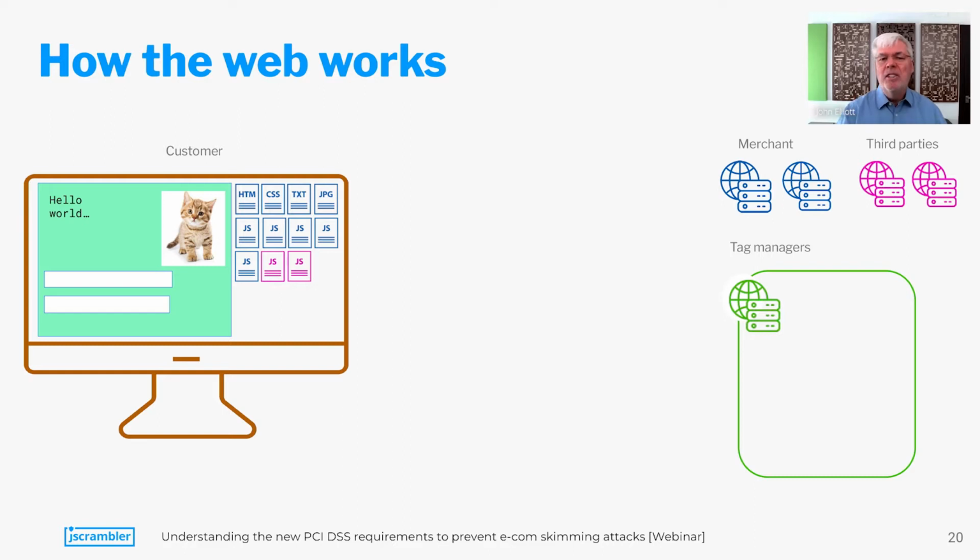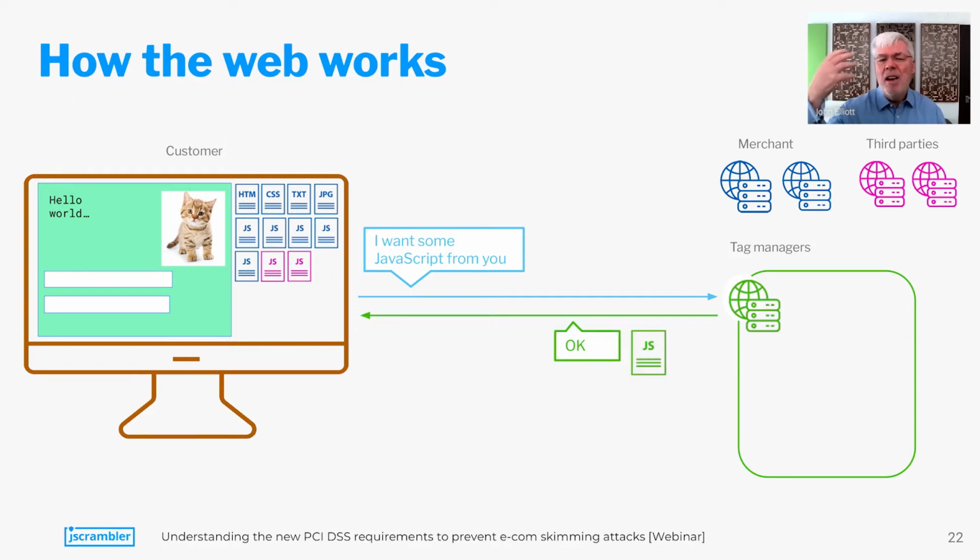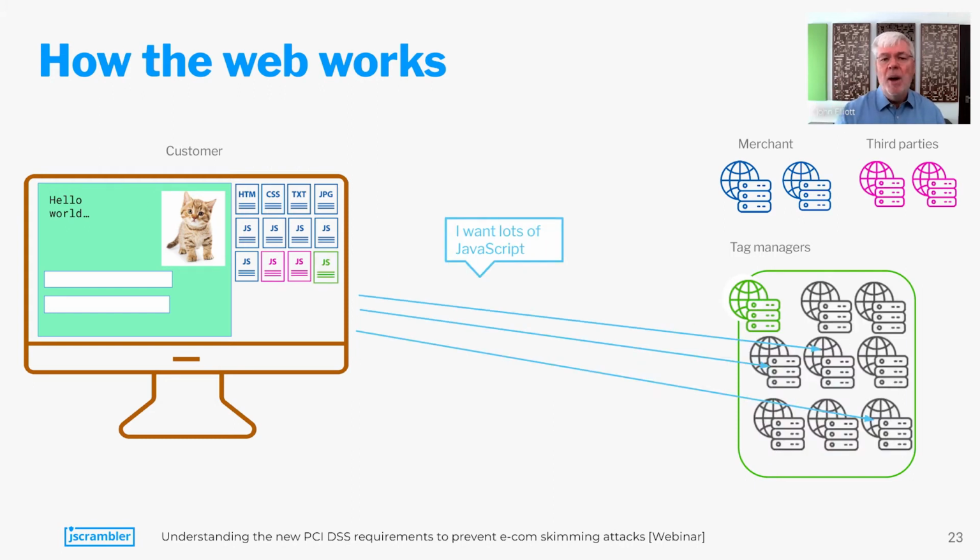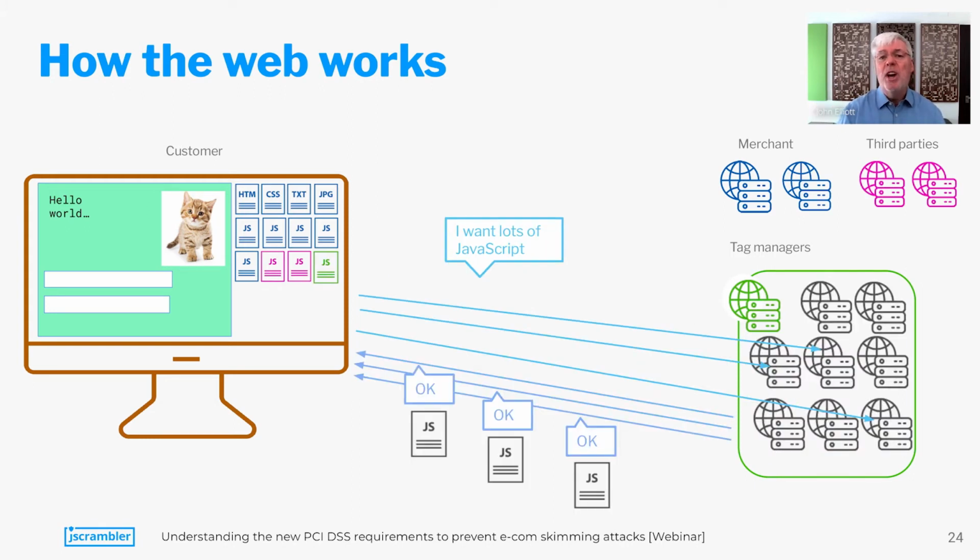A tag manager controls what third-party scripts are deployed onto a page for interactive advertising, tracking, and profiling. So the web browser will go off and request the JavaScript from the tag manager. And then, having got that JavaScript from the tag manager, it'll be instructed by the tag manager to load lots more JavaScript from many more third parties.